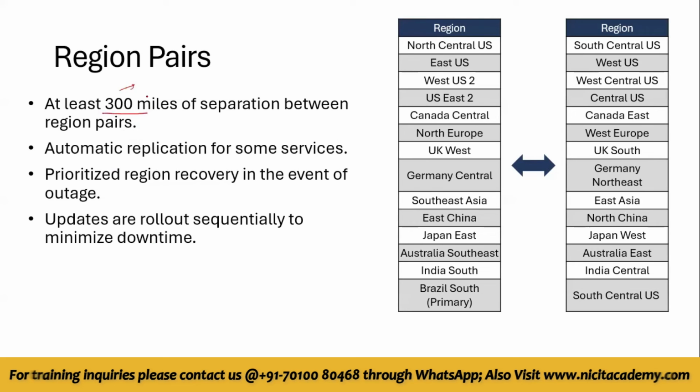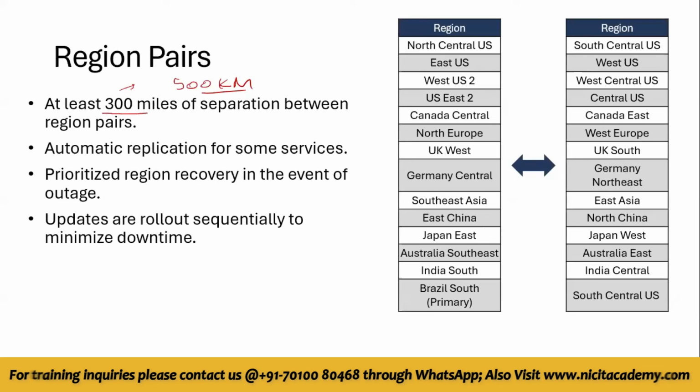That translates to roughly 480 kilometers. You can take it as 500, all right? So there should be at least 500 kilometers of distance between any two data centers for us to consider them as region pairs. All right, not data center, but between two regions.